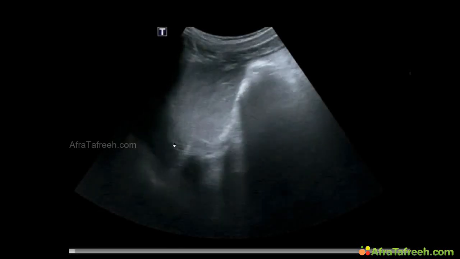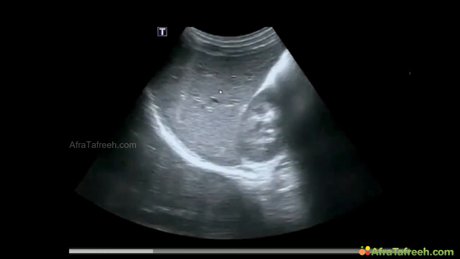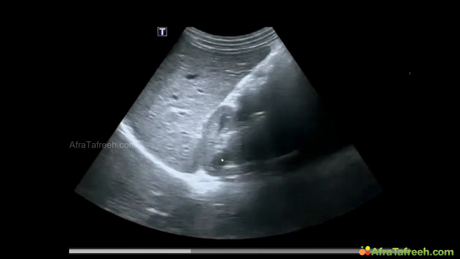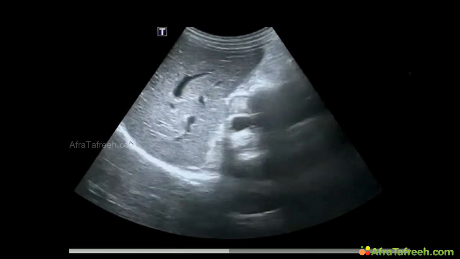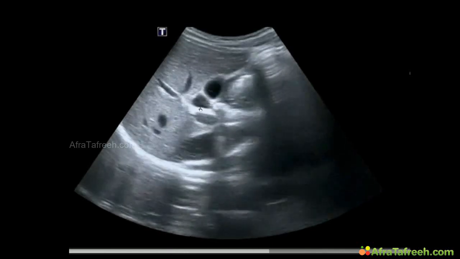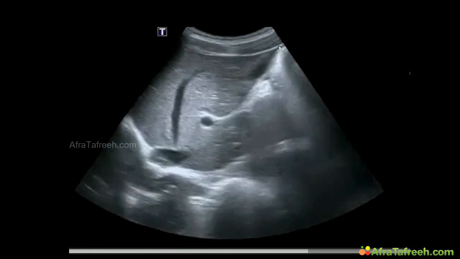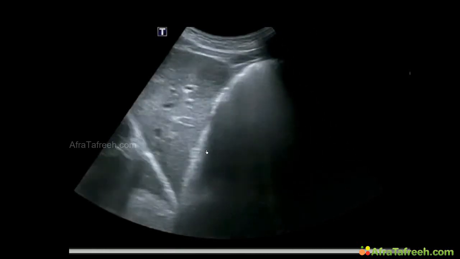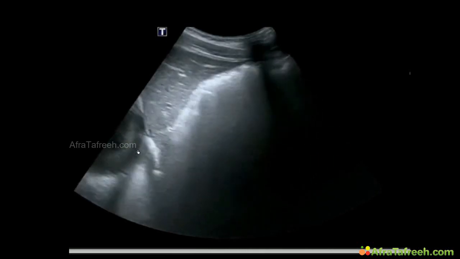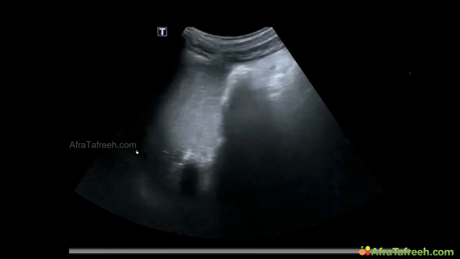So we begin and see a lot of gas over here. Yes, but there's the liver, the right kidney, diaphragm. And we go from the lateral side of the patient to the median line. Gallbladder over here, and more to the left liver lobe. See the heart pumping? Okay, so we know the patient is alive.